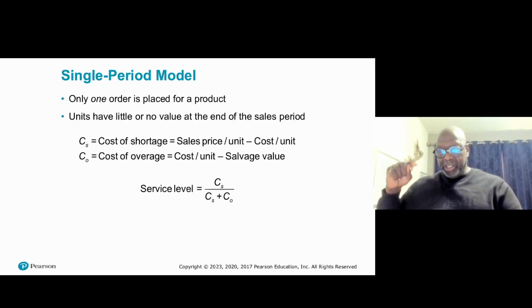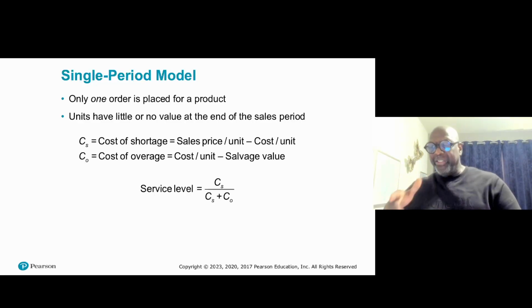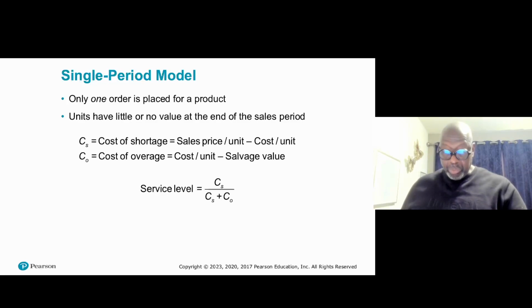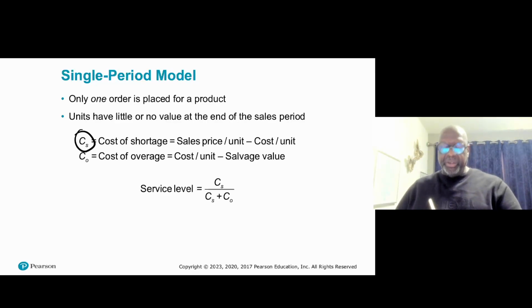Then I have $1 salvage value. It cost me $2 to make it. So my real cost of having excess inventory is $1 per unit. Okay. So we will denote those items as follows. CS will be the cost of being short per unit, and CO being the cost of being over.